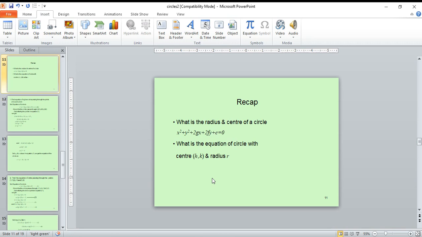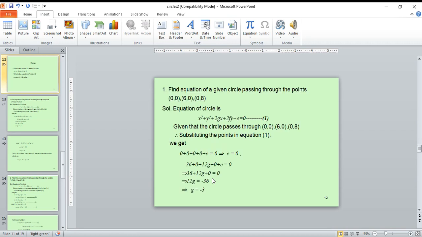What is the equation of a circle with center h comma k and radius r? Find the equation of the given circle passing through the points 0 comma 0, 6 comma 0, and 0 comma 8. The equation of the circle is x square plus y square plus 2gx plus 2fy plus c equal to 0, given that the circle passes through 0 comma 0, 6 comma 0 and 0 comma 8.